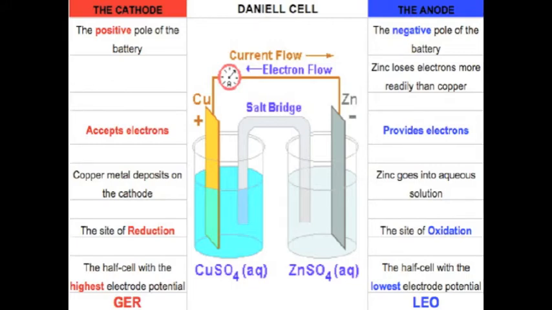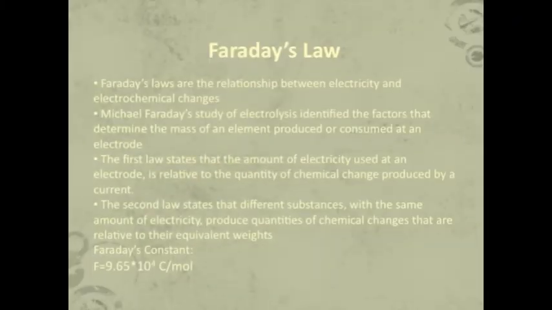This cathode contains the highest electrode potential. The anode is the negatively charged pole of the battery, where zinc provides electrons to the external circuit. This is the half cell containing the lowest electrode potential.